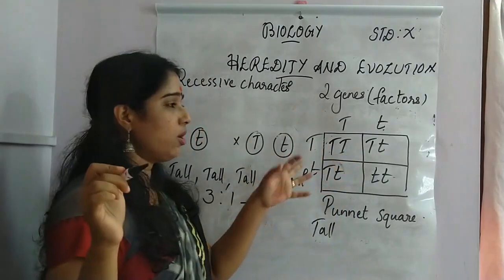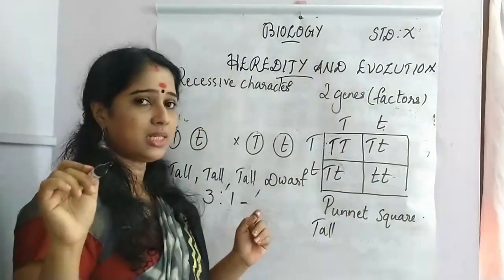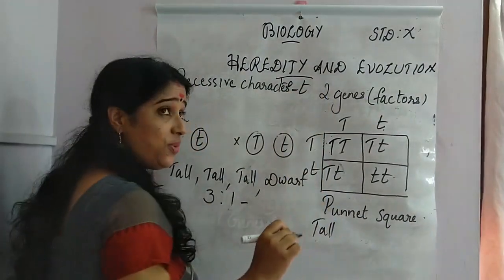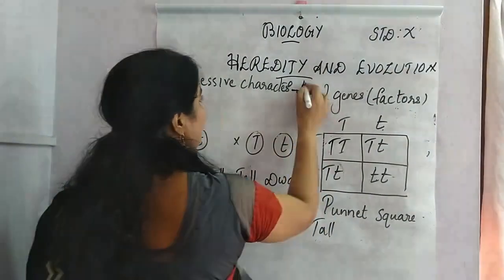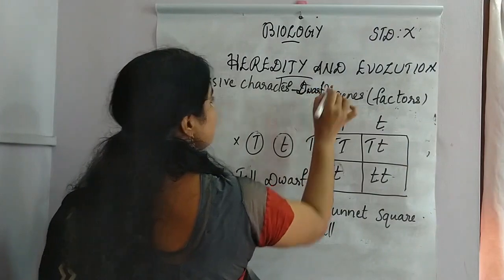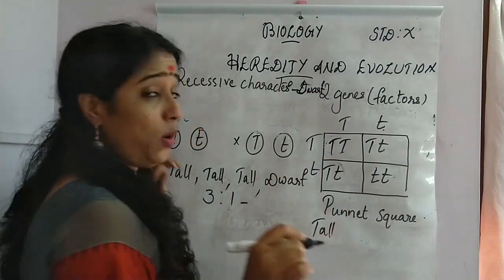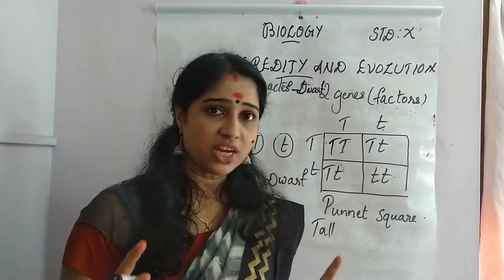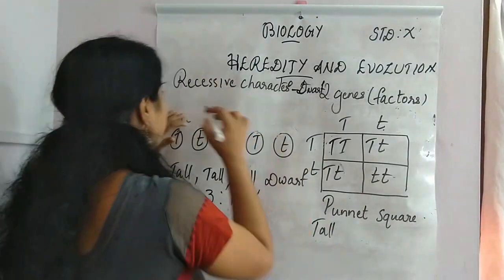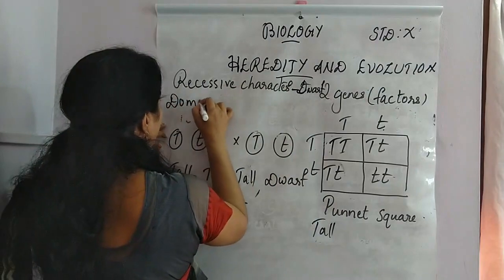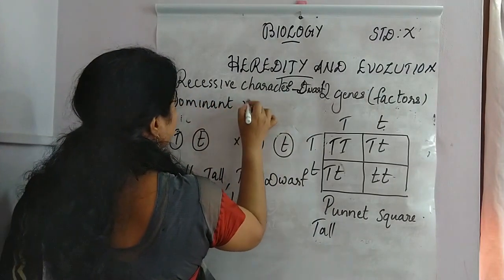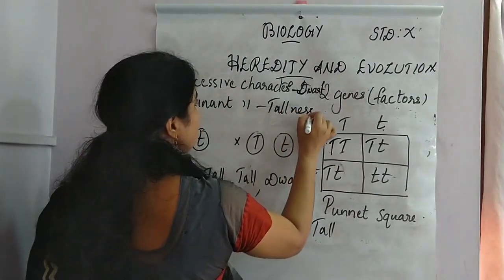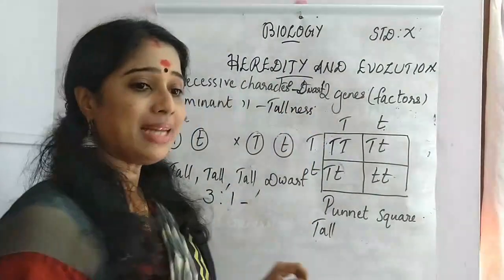Here now, tallness or dwarfness, which one is the recessive character? Yes, it's the dwarfness. Small t is the recessive character, or we could say it is the dwarf. Dwarfness is the recessive character. And what about the dominant? Which character expresses in the first generation? That character we can call dominant. It is the tallness. Tallness is the dominant character.